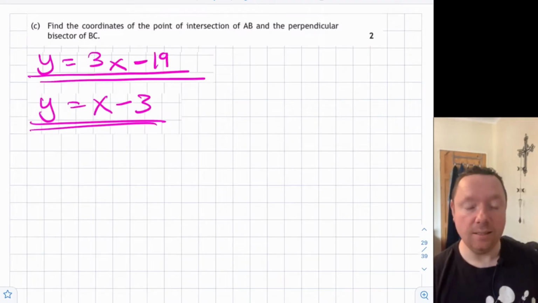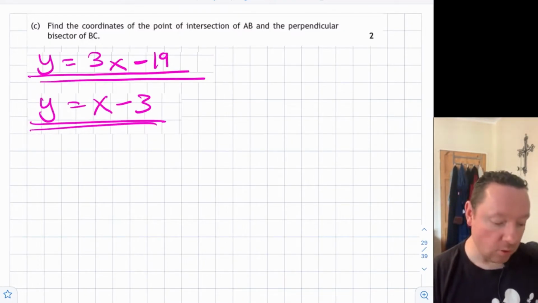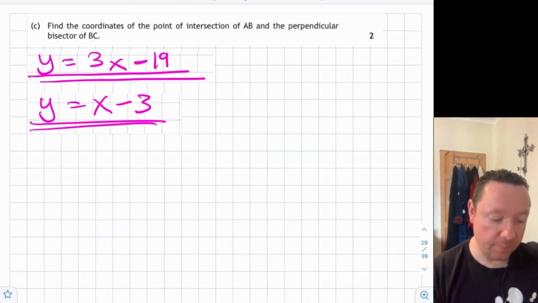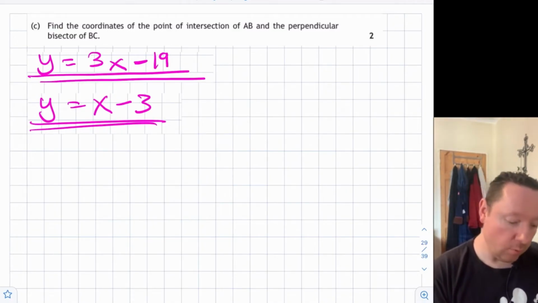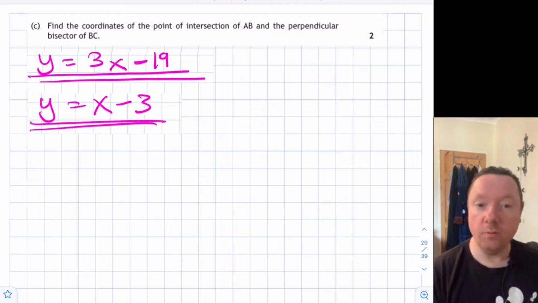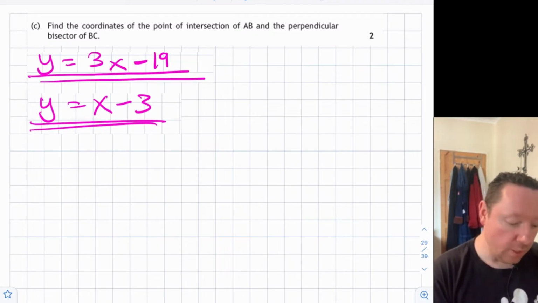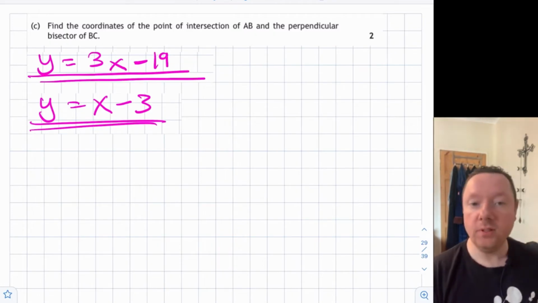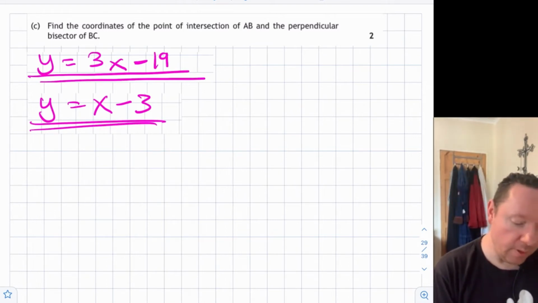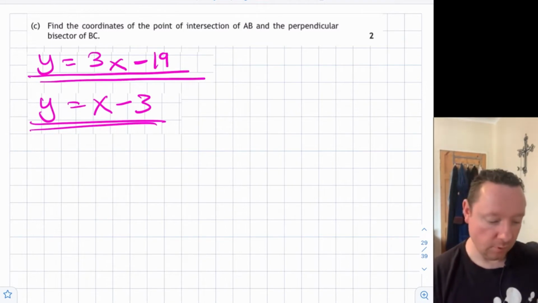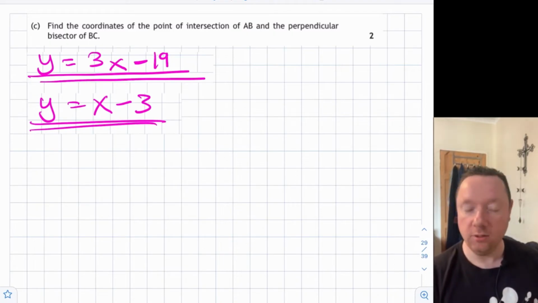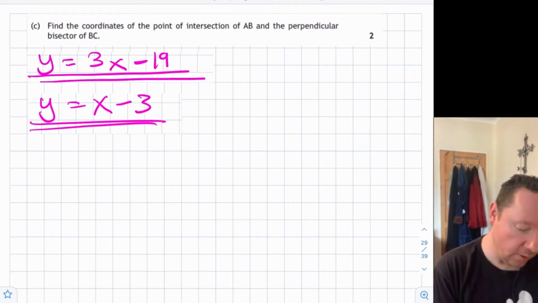Copied and pasted the two equations we've just found out, because part C says find the coordinates of the point of intersection of AB and the perpendicular bisector of BC. These are our two equations that we just found out for both of those things. Notice they both say y equals. So if we both say y equals, we're solving simultaneously, the y is the same for both of them. So we can just make the right hand sides equal to each other. Alternatively, we could take away the two equations from each other. But I'm going to do it this way because it's much simpler.